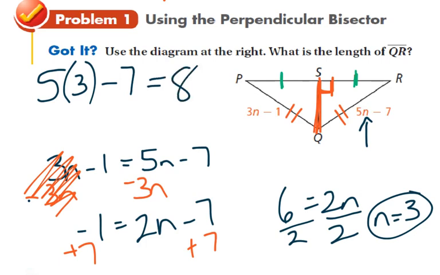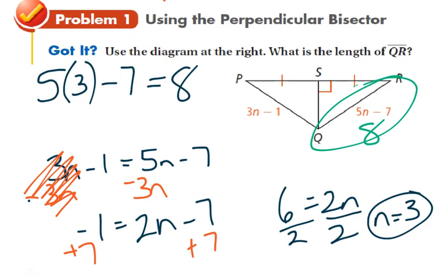So this line segment must be 8. And if that's 8, so is this 8.